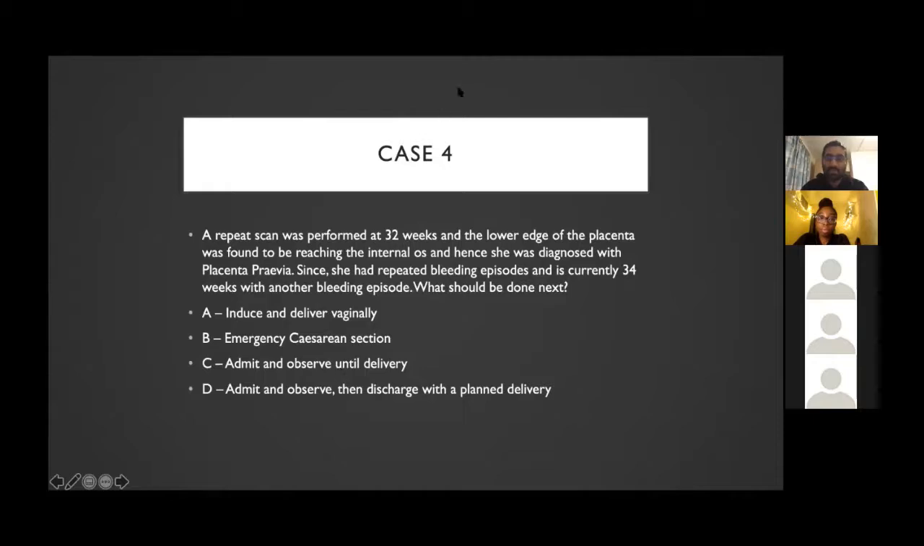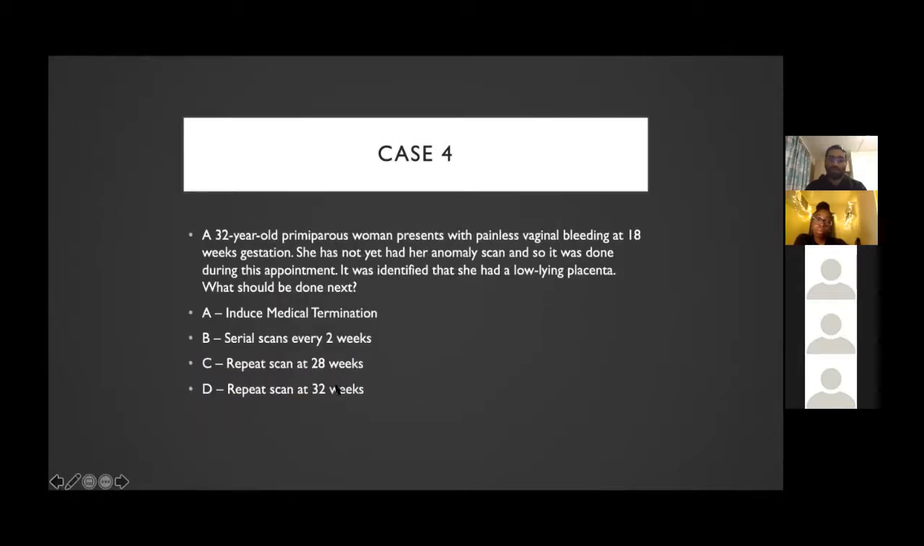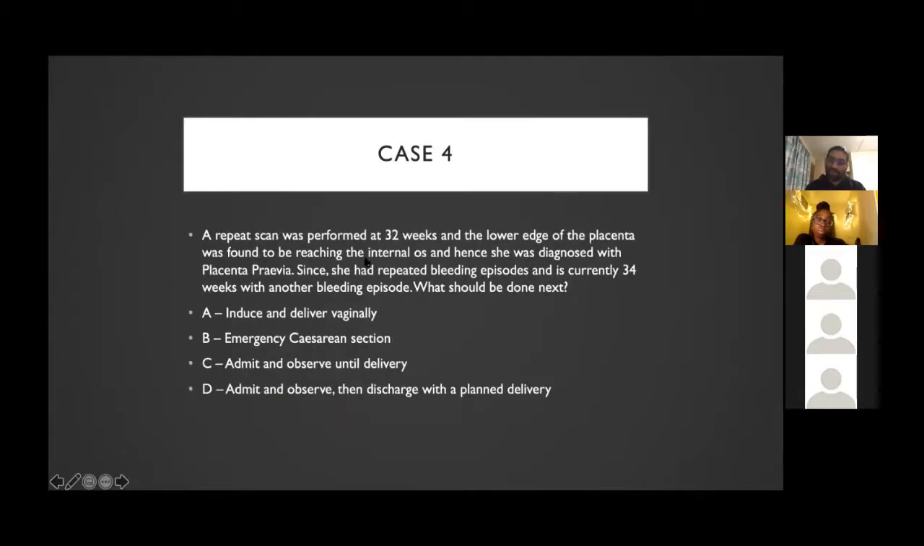It seems like people have gone for D, which isn't good, sorry. The answer is actually C. So I understand why people went for D, which is admit and observe, then discharge with a planned delivery. If you think about the case as a whole, initially she had a low-lying placenta, what should be done next? And then she came back for a 32-week scan and she was found to have placenta previa.